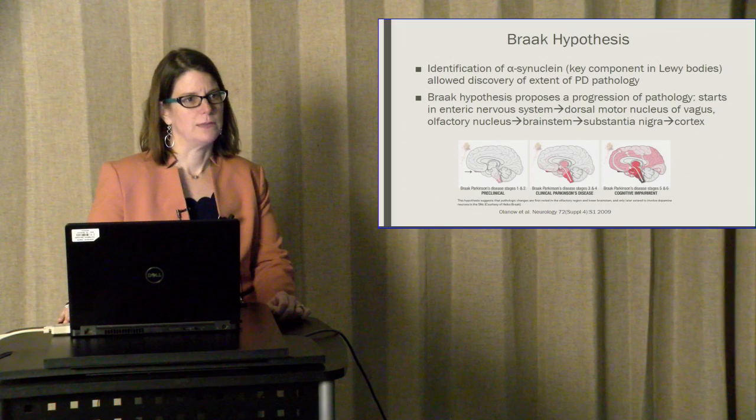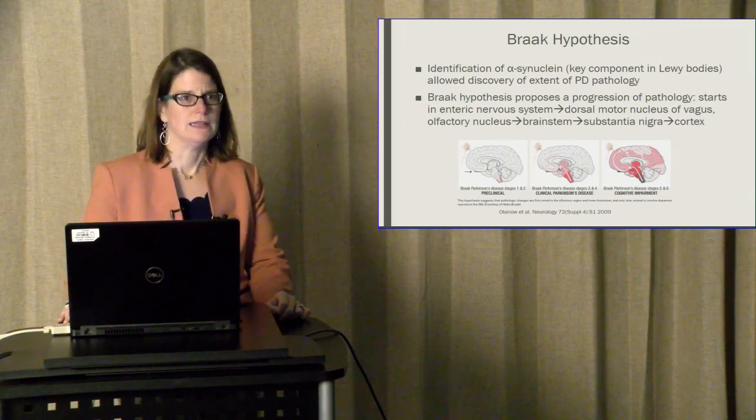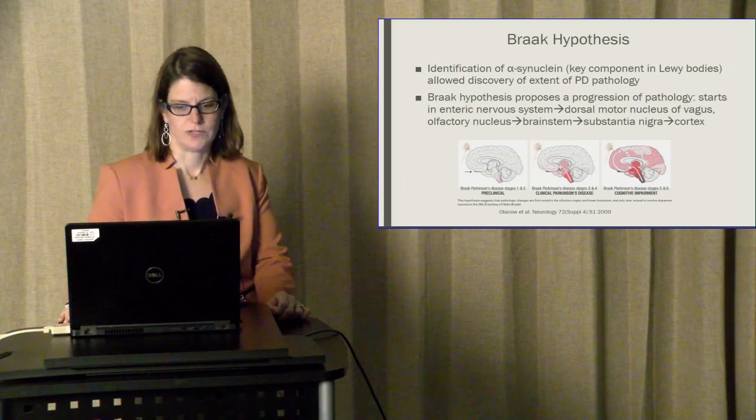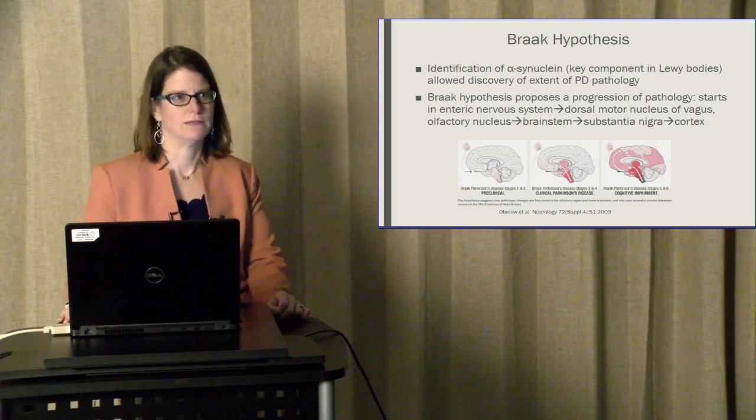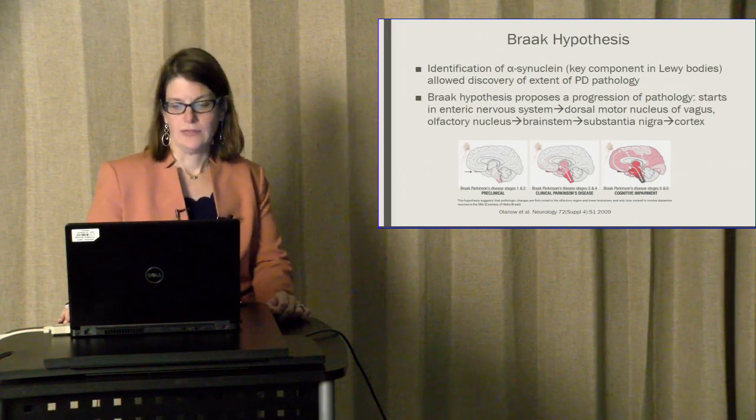The pictures along the bottom panel show the involvement as it progresses over time, at least by this hypothesis. So first in the olfactory bulbs and the brainstem, and then advancing up through the substantia nigra to cause the motor symptoms, and then the cognitive impairment in later stages with the cortex involvement.